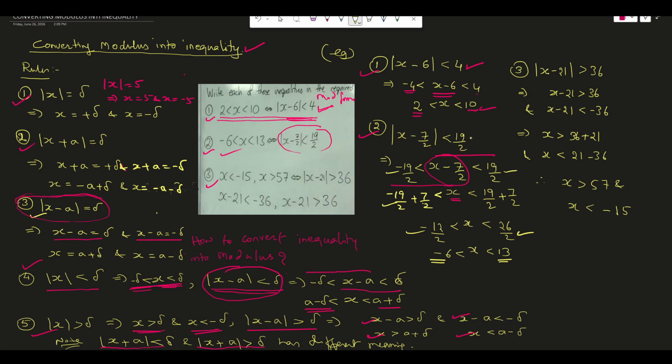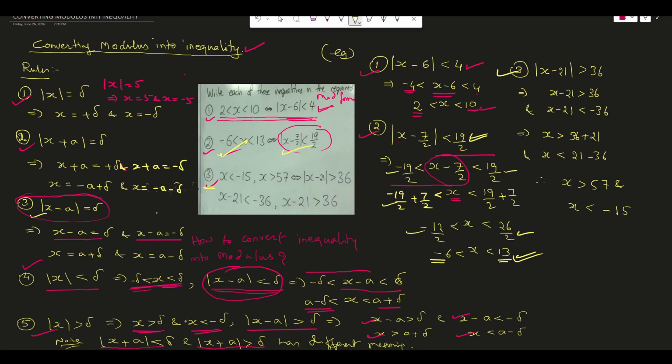Okay. So these two statements are equivalent. Can you see? These two statements are equivalent. Okay, let us come to the next one. The third one says, it's written over here: modulus of x minus 21 is greater than 36. Modulus of x minus 21 greater than 36.